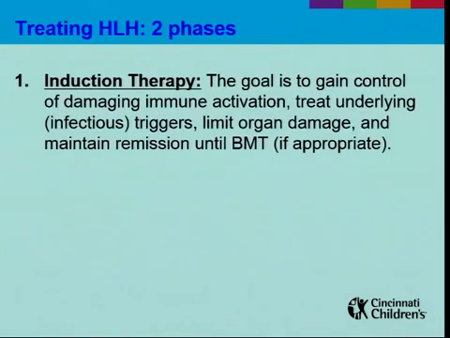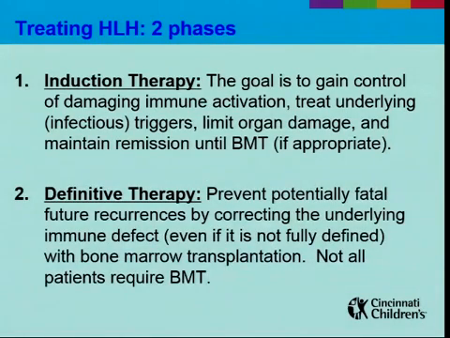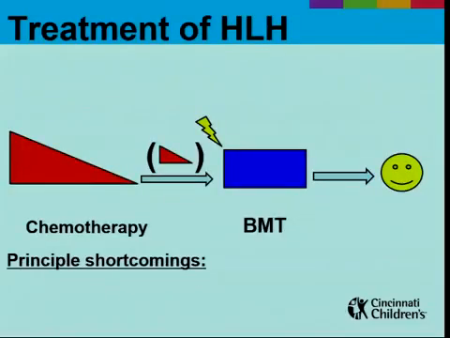So how do we treat HLH? Your goal from your induction therapy is to gain control of the damaging immune activation, treat the underlying infectious triggers, limit organ damage, and maintain remission until they go to bone marrow transplant if that's what they need. The definitive therapy is for those patients who you believe have a significant risk of future recurrence, by correcting the underlying immune defect with bone marrow transplant, with the note that not all patients will need bone marrow transplant.